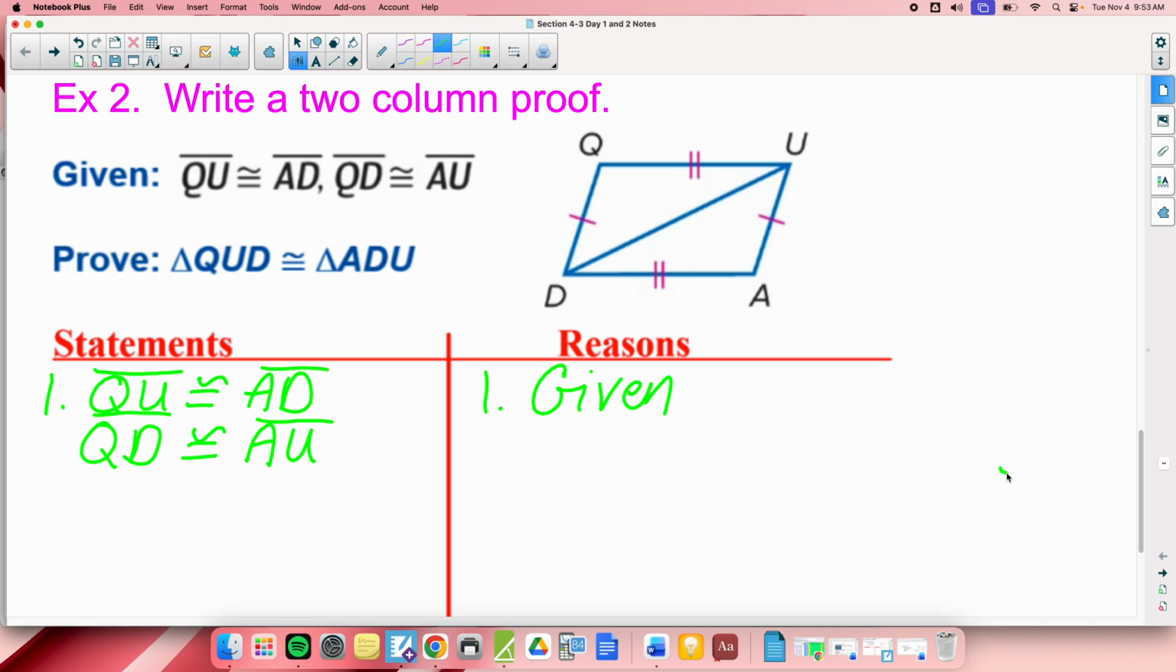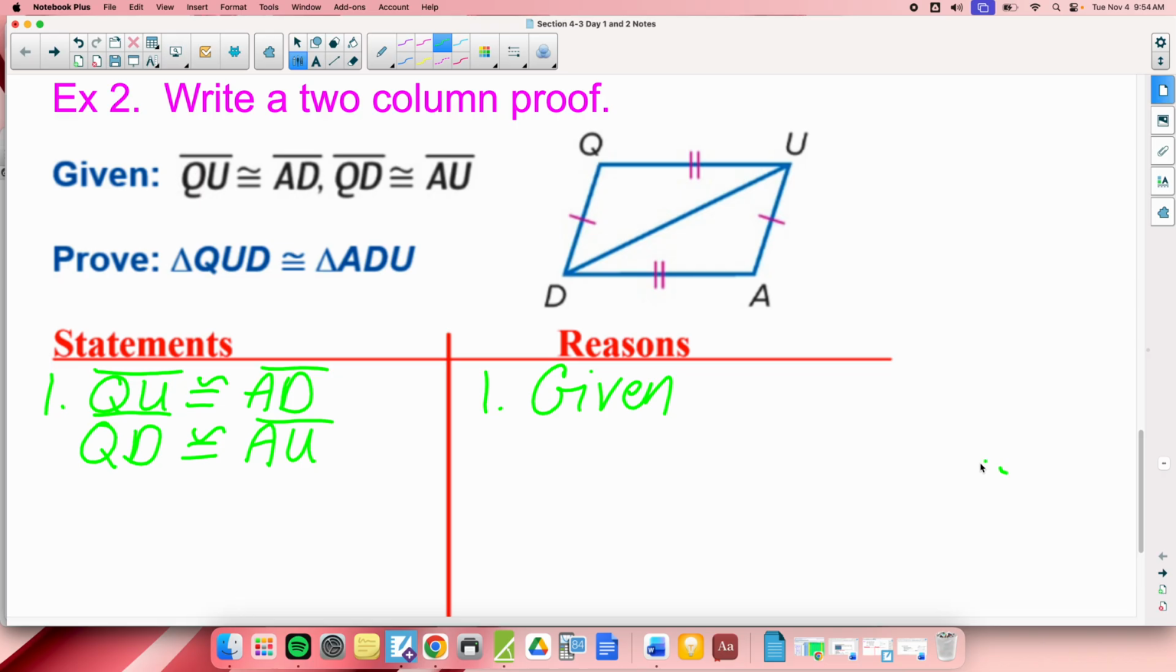Now, when you do this, and I say this every year, and I have kids not do this on the test, and typically these are the kids that really struggle. Everything that's given and everything you write down here has to be listed in the diagram or marked in the diagram. So QU is congruent to AD, that's marked. QD is congruent to AU, that's marked, okay?